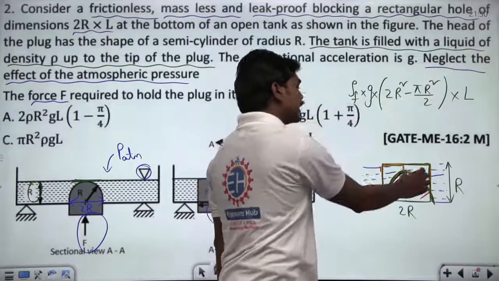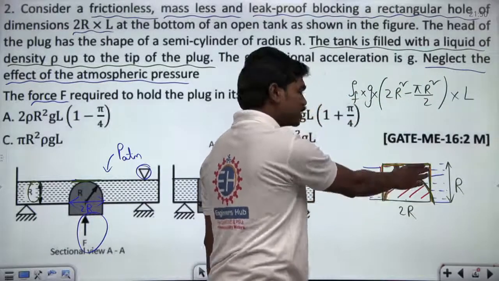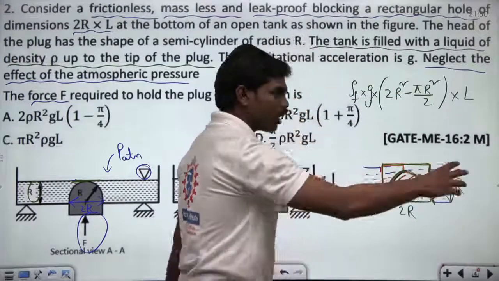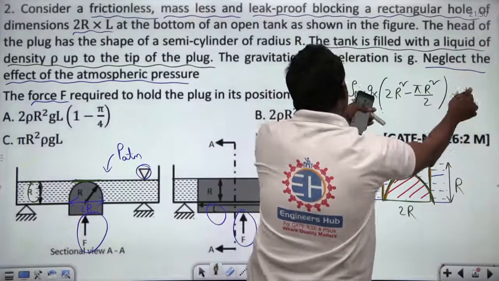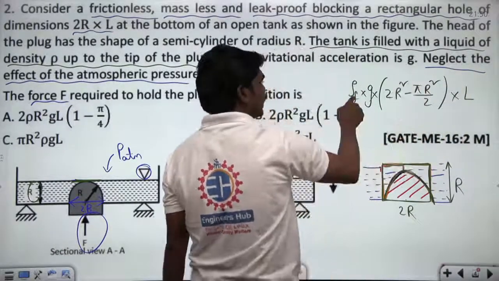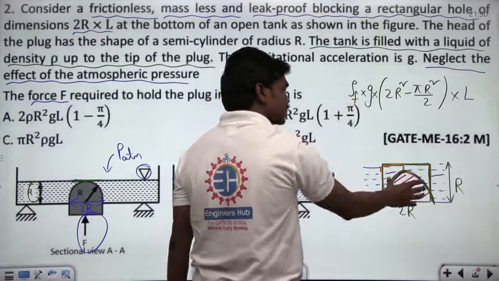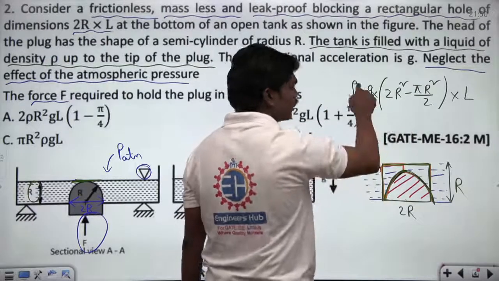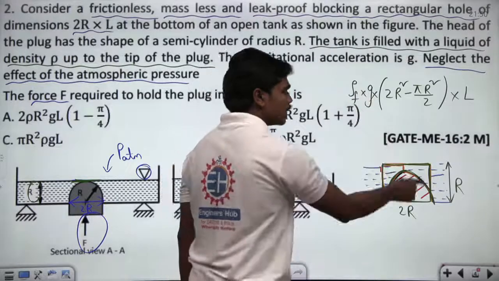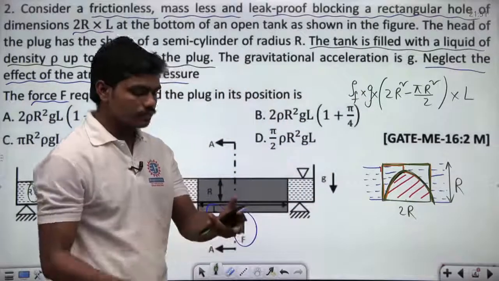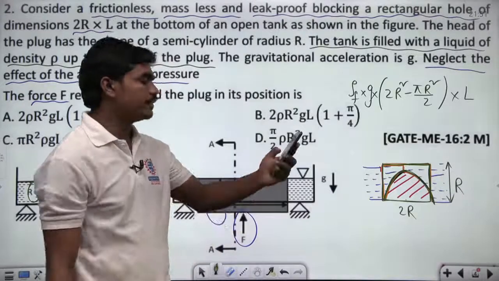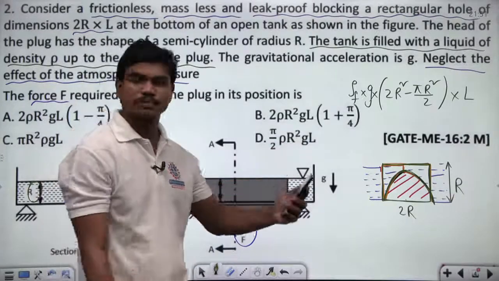Basically, this is the area of the fluid in this cross section above this plug, and this plug is of length L. So definitely this cross section multiplied by L will give you the total volume of the fluid, and this volume multiplied by density gives you the mass of the fluid present above this plug, and this mass multiplied by acceleration due to gravity gives the total weight of the fluid which is supported by this plug. So are you all clear? Yes, rho gV.